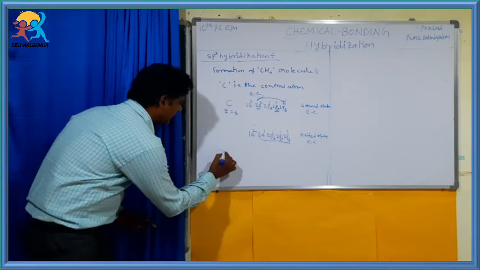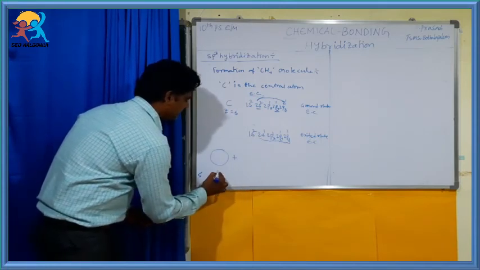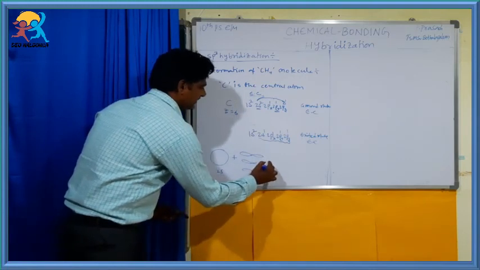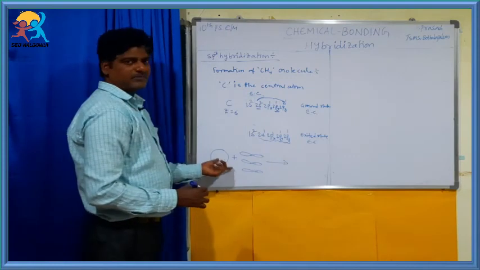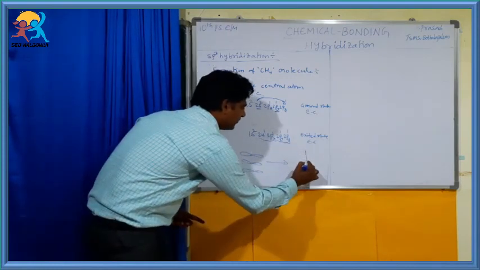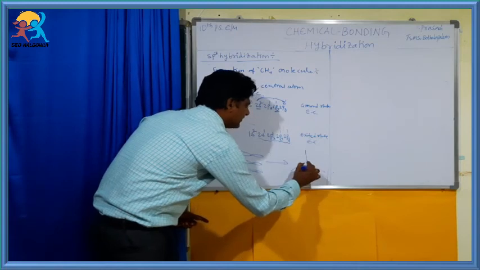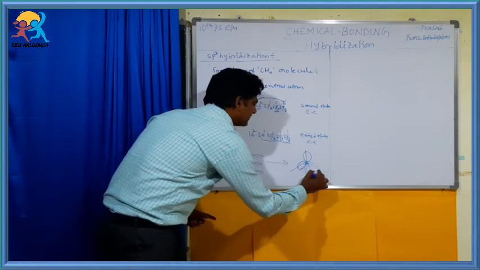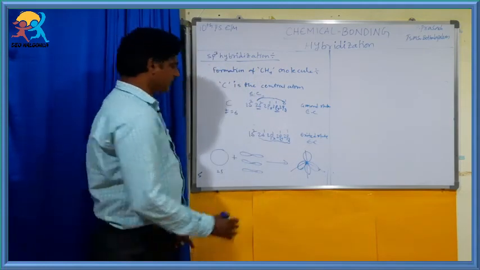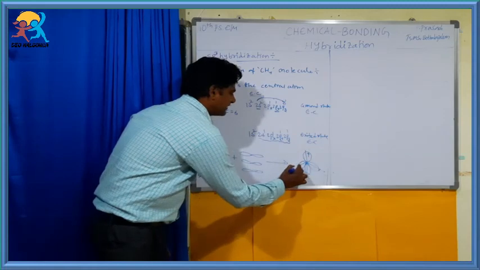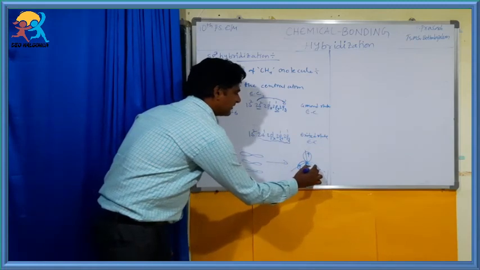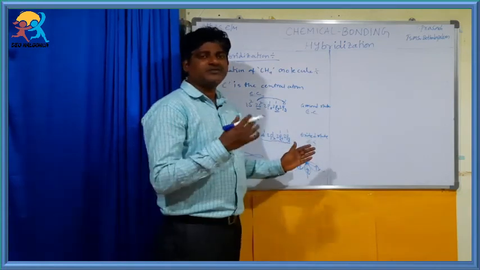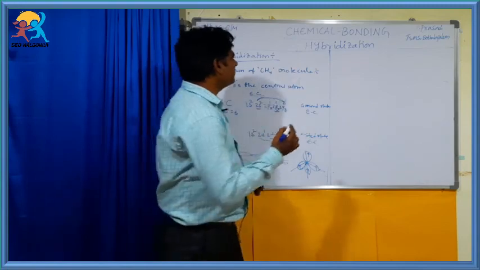So s orbital, that means here 2s, next to 2px, 2py, 2pz. These are 3 orbitals. One s orbital and 3 p orbitals intermix and form 4 new hybrid orbitals which are arranged in the tetrahedral shape. Each sp3 hybrid orbital consists of one unpaired electron in the carbon atom. So now these orbitals are ready to form bonds with 4 hydrogen atoms.